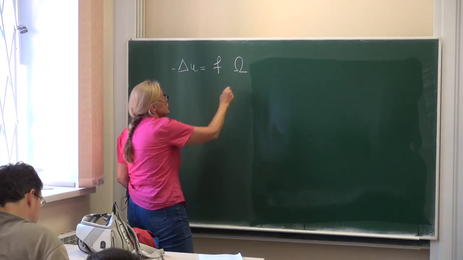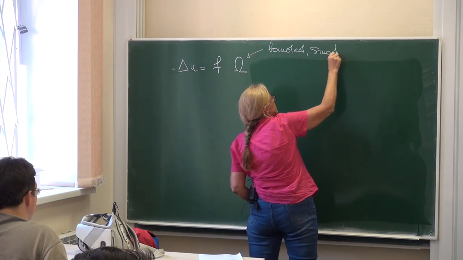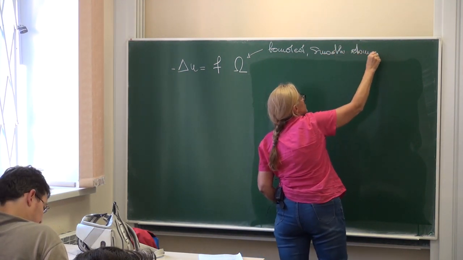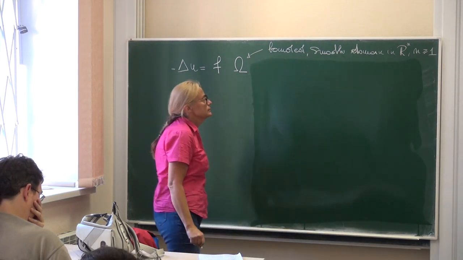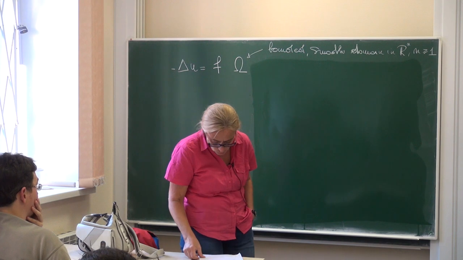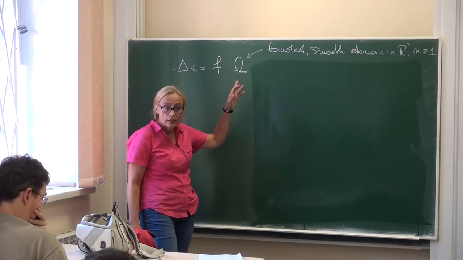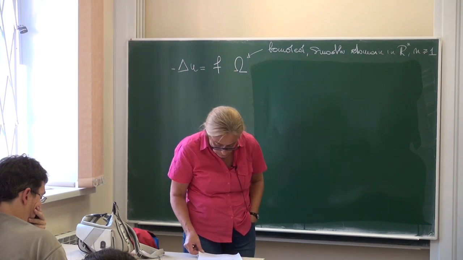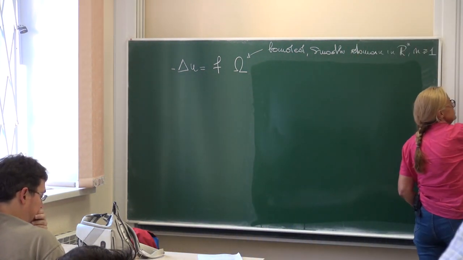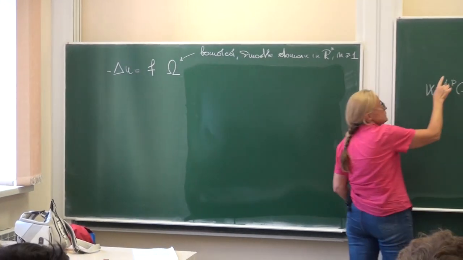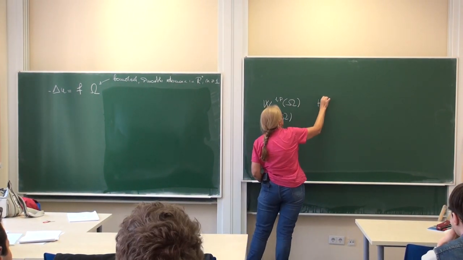In all this mini course, Omega will always denote a bounded and smooth domain in R^n, and n is greater than or equal to 1, even if I will not say it explicitly. I will also deal with the spaces, say W^{1,p}(Omega) and W_0^{1,p}(Omega). I will use the notation H^1 instead of W^{1,2}. So I will use this notation, with p up, not down, and some notation like that.